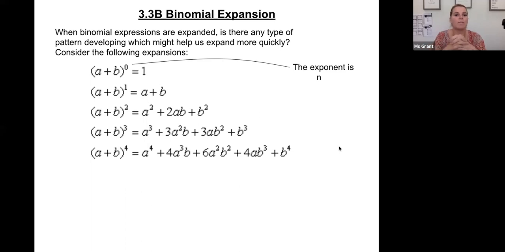So the binomial expressions are expanded. Is there any type of pattern developing that might help us understand more quickly? So we're gonna look at the patterns when you go to the second power, the third power, the fourth power, and here's what we've got.